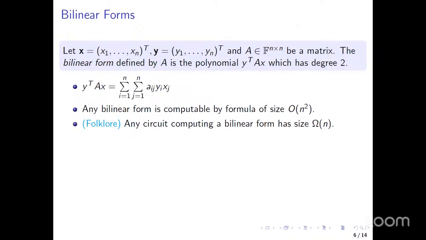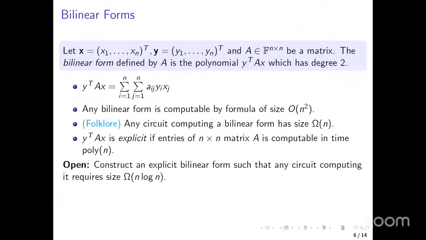This is not a great lower bound. You would expect the lower bound to be n log n at least, matching the current state of the art. So you want to construct an explicit bilinear form such that any circuit computing it requires size n log n. This is open. It is actually a special case of the question we were trying to see. We initially said we want to construct a constant degree polynomial. Now I'm saying you are not even allowed to compute an arbitrary constant degree polynomial. You have to compute a degree 2 polynomial of this form. So even this is open.